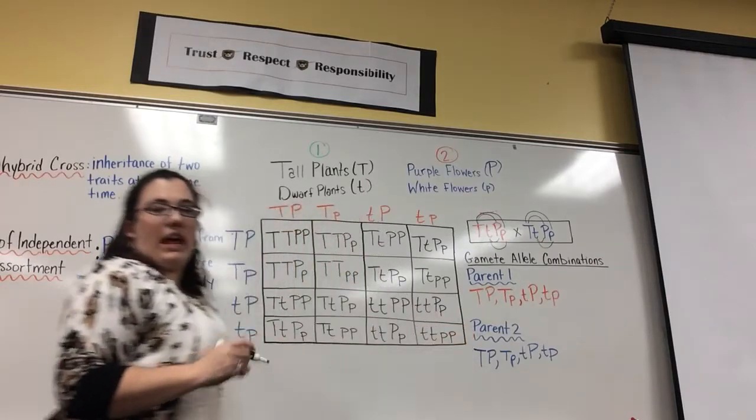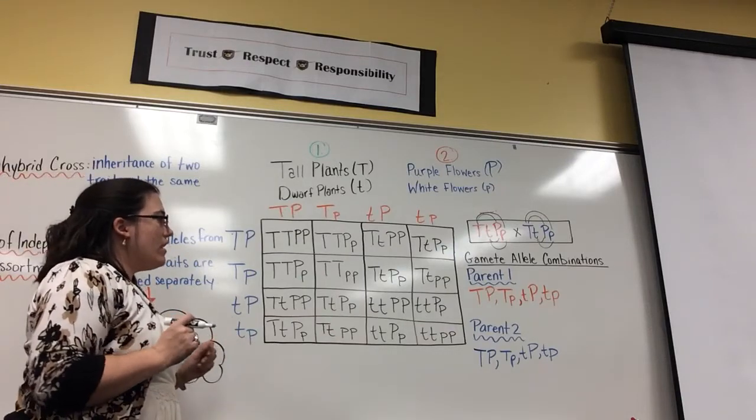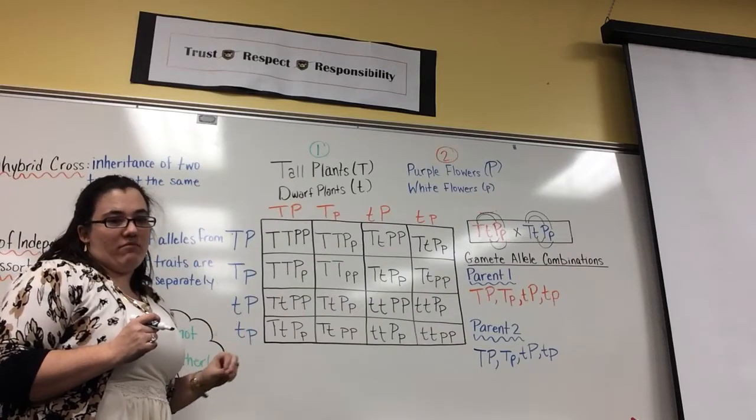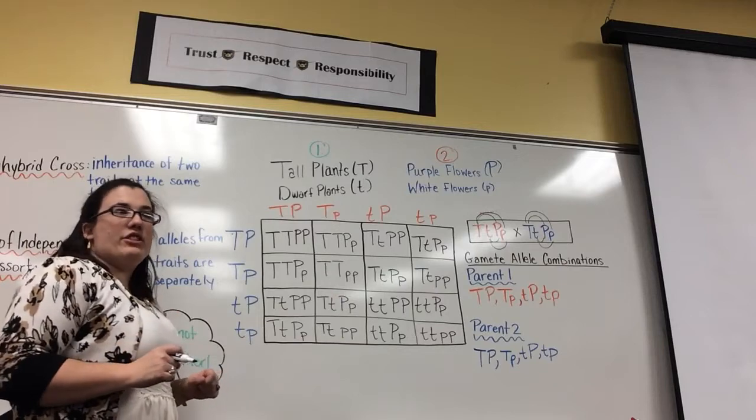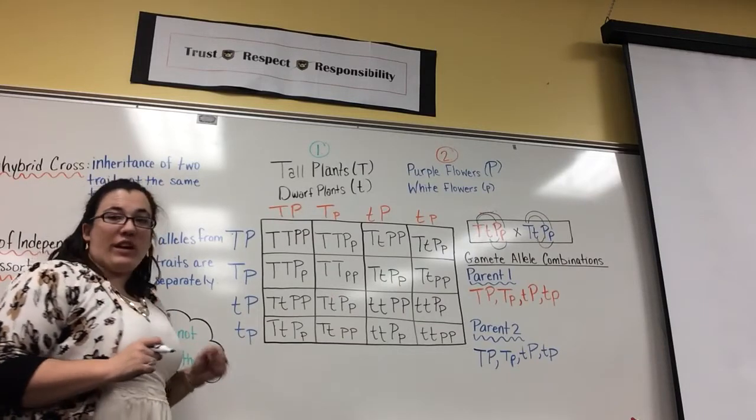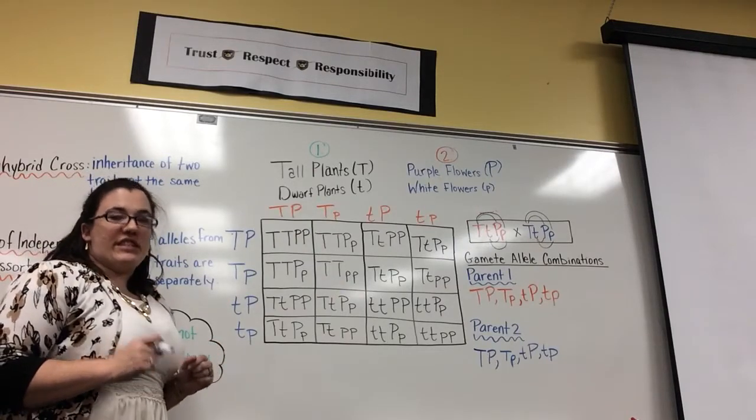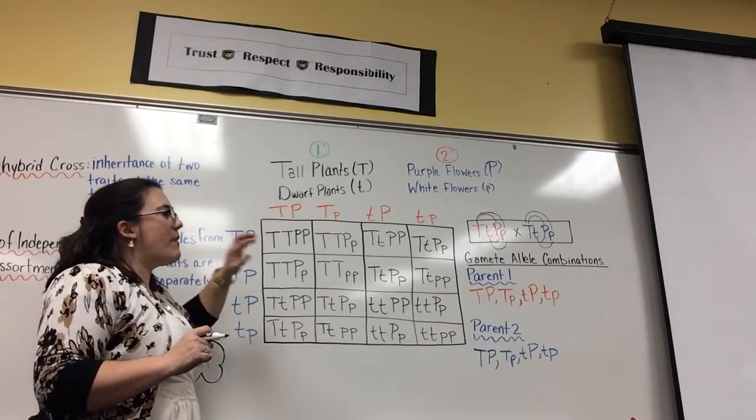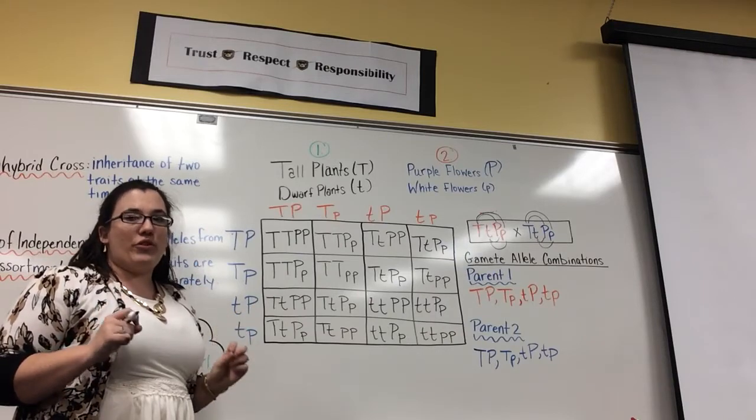Okay, so now that you have all the squares filled out, this is all the possible combinations that the offspring's genotype could be. Next, a lot of times you'll be asked for the phenotypic ratio. Remember, phenotype is the physical characteristics. So if we look up here at the top, you're going to think about what all those possible phenotypes are when you look at both traits.